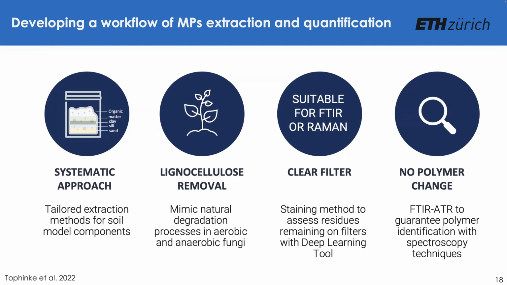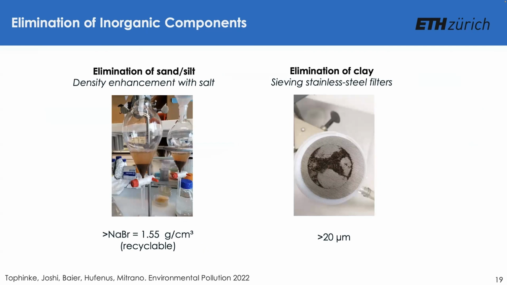So when we look at the elimination of the inorganic components, we had a density separation, which again, in this case, was enhanced with salt in a separatory funnel. So we could try to get most of the microplastics that are floating on the surface. And then we could try to eliminate the really small size inorganic particles like clay by passing the remaining supernatant through a stainless steel filter. So we would still have hopefully all of our microplastics on this filter, but having less of the inorganic material there.